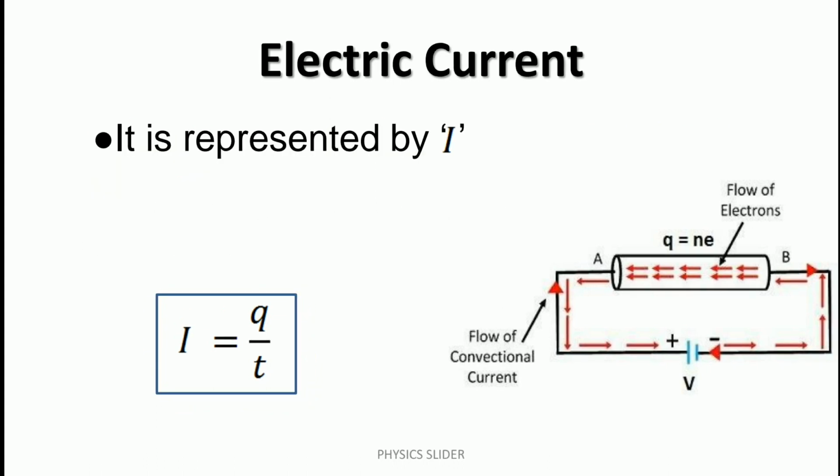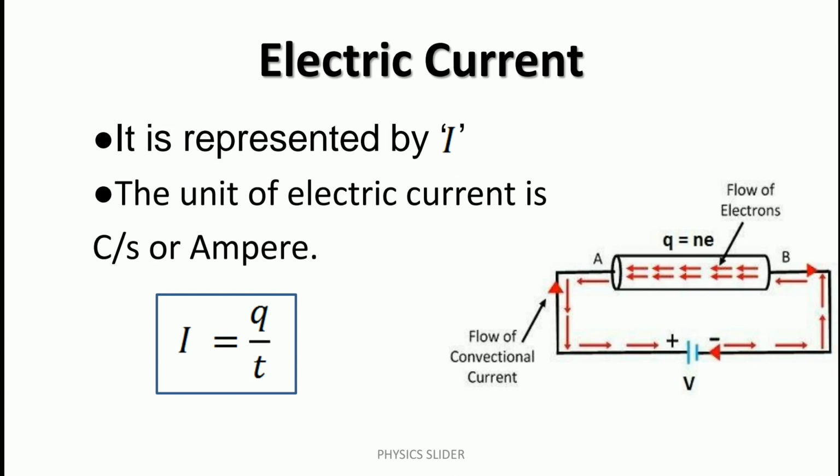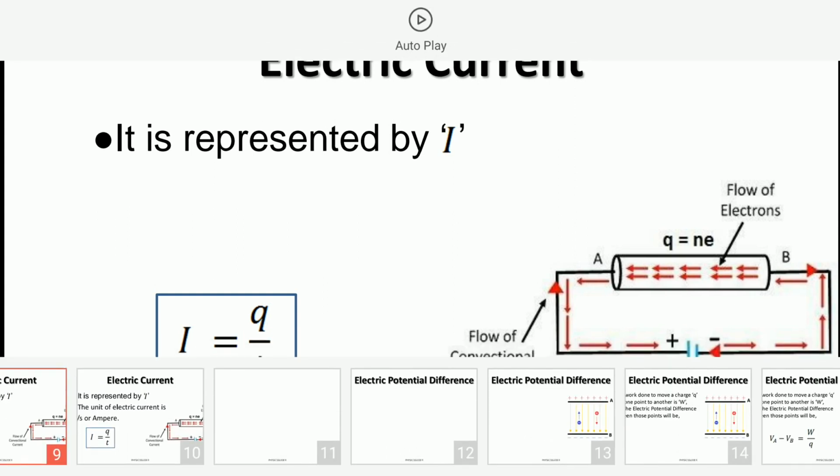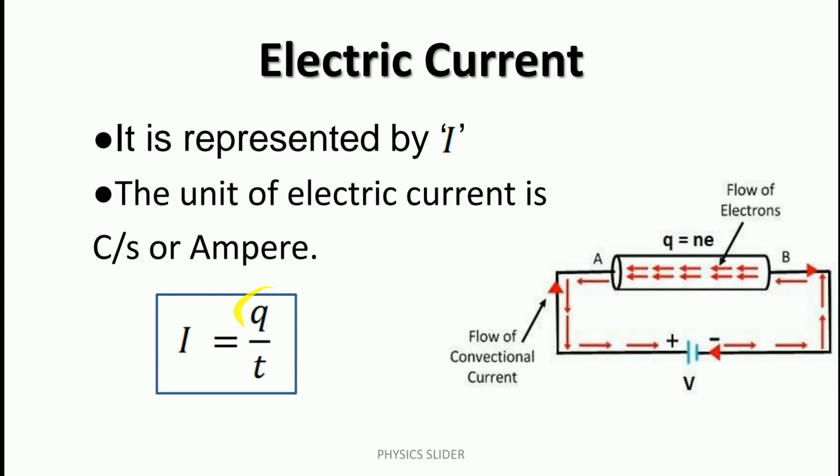Now the electric current is represented by I. The unit of electric current is coulomb per second. The unit for this charge Q is coulomb and the unit for time is second. So the unit of electric current will be coulomb per second, and this coulomb per second is also called ampere.